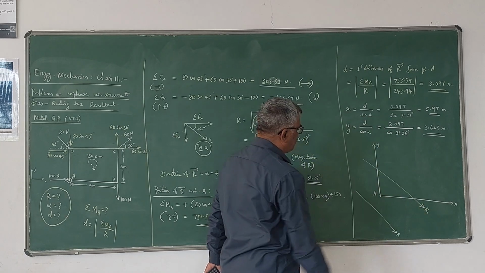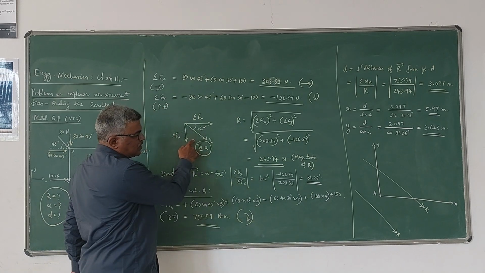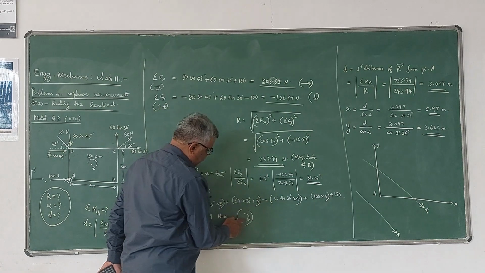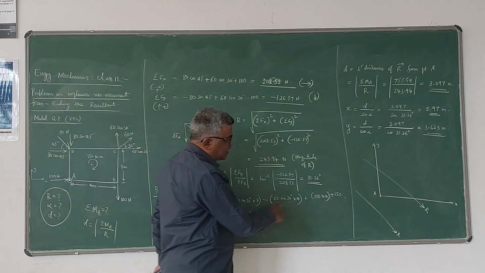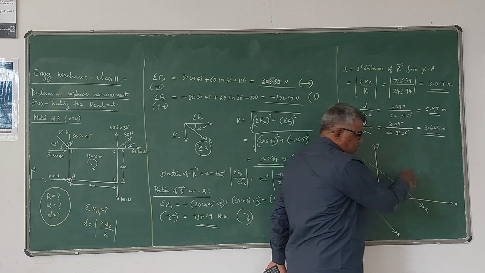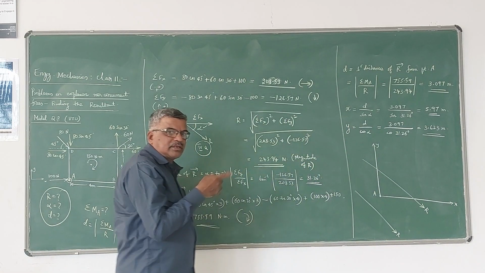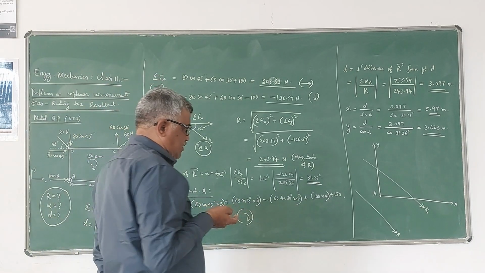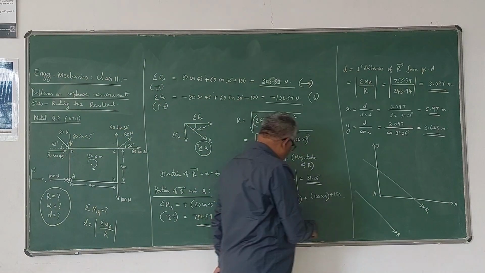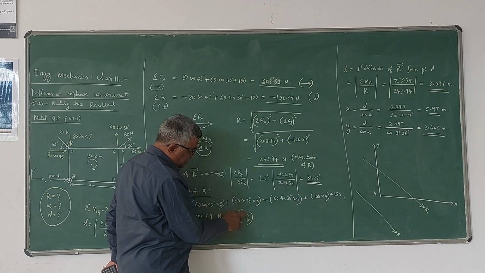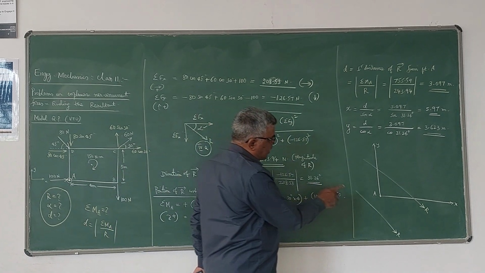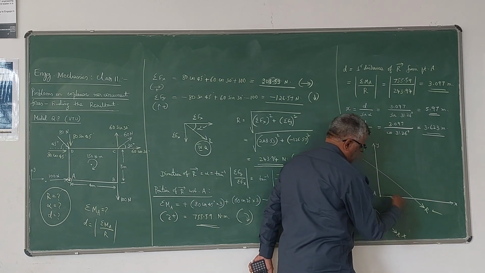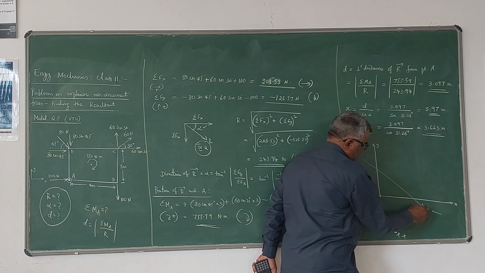Now among these two, the direction is fixed based on this. Whichever is correct, we have to judge. Sigma M is clockwise. Therefore, since the algebraic sum is clockwise, the moment of the resultant also should be clockwise as per Varignon's theorem or the principle of moments. Now among these two, whichever gives a clockwise moment about A is the answer. This one is giving anti-clockwise, this one is giving clockwise. Therefore, this is correct.